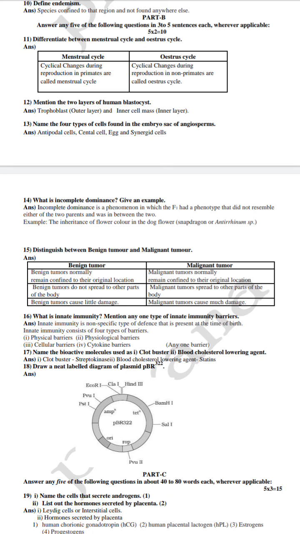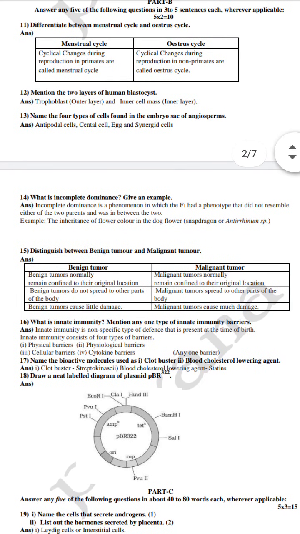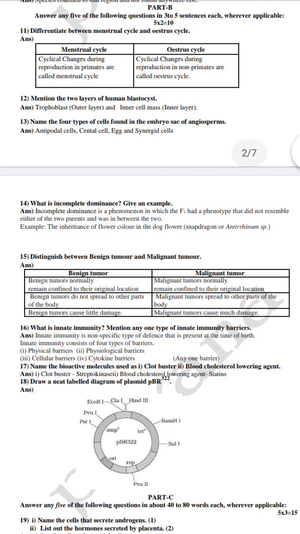So now first let us see instructions regarding part B. Answer any 5 of the following questions in 3 to 5 sentences each wherever applicable. So 8 questions are given. You can choose your best 5 questions which are comfortable to you.